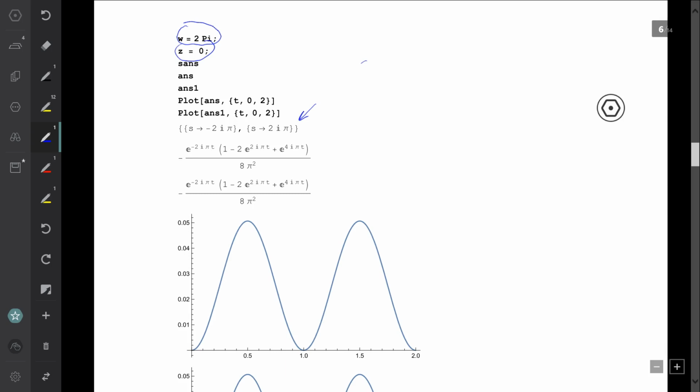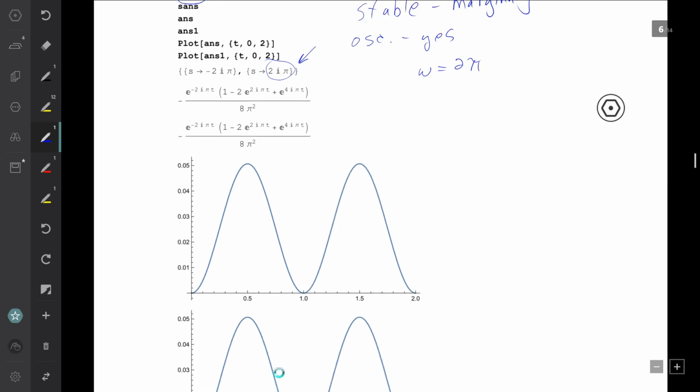Is it stable? The answer is no. It is marginally stable, which means it will never get bigger or smaller. How do you know? There is no real part in the solution. Does it want to oscillate? Yes, it does want to oscillate. What's the frequency? The frequency of oscillation is 2 pi. You get that from the imaginary term.